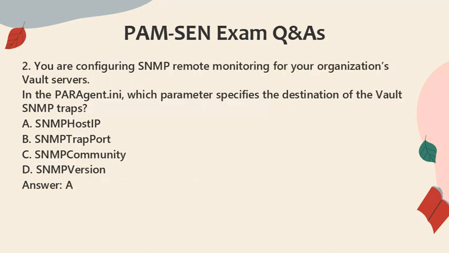2. You are configuring SNMP remote monitoring for your organization's Vault servers. In the paragent.ini, which parameter specifies the destination of the Vault SNMP traps? A. SNMP host IP. B. SNMP trap port. C. SNMP community. D. SNMP version. Answer: A.